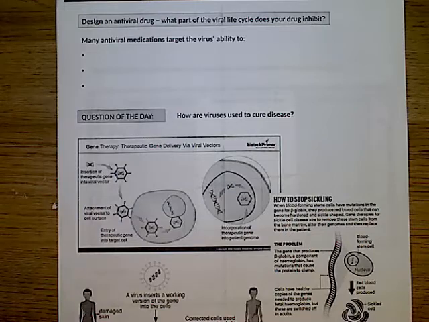Okay, so if we are designing an antiviral drug, what part of the viral life cycle would you want your drug to inhibit? So you can pause this for a minute and just come up with some ideas. How could you stop this virus from reproducing? I'm going to pretend that you paused it.